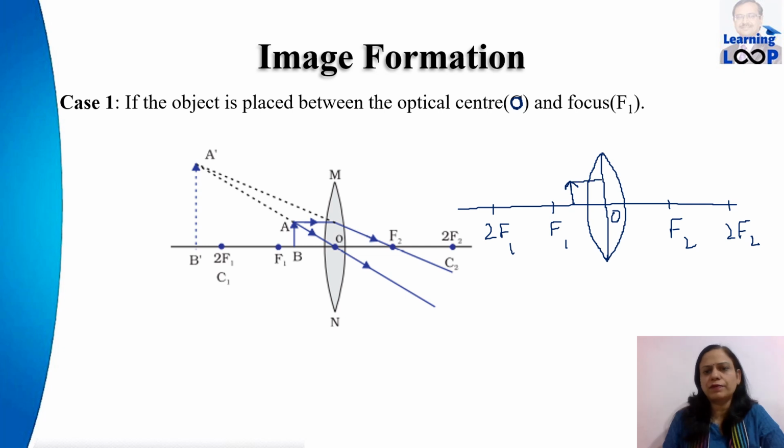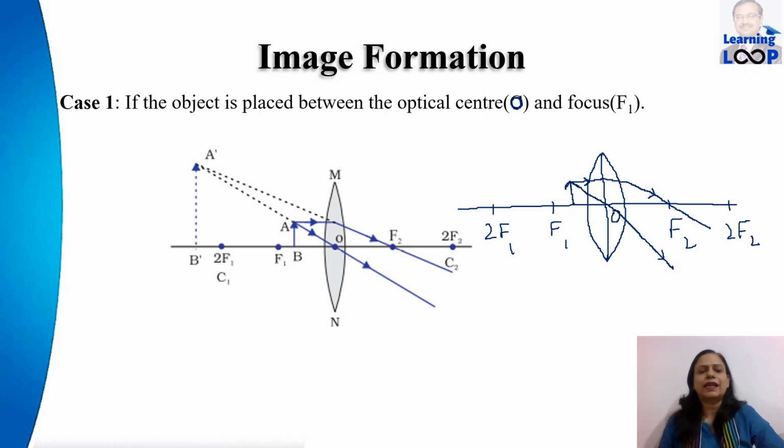Use the first rule, a ray parallel to the principal axis. After refraction, it passes through the focus. This is rule number 1. So if you feel that you need to draw along with me, you can just pause the video at this point and draw the diagram. And the second rule we'll be using is through the optical center. So it goes straight like this. And we find that the rays are diverging on the right hand side. So this is the actual path where the light traveled.